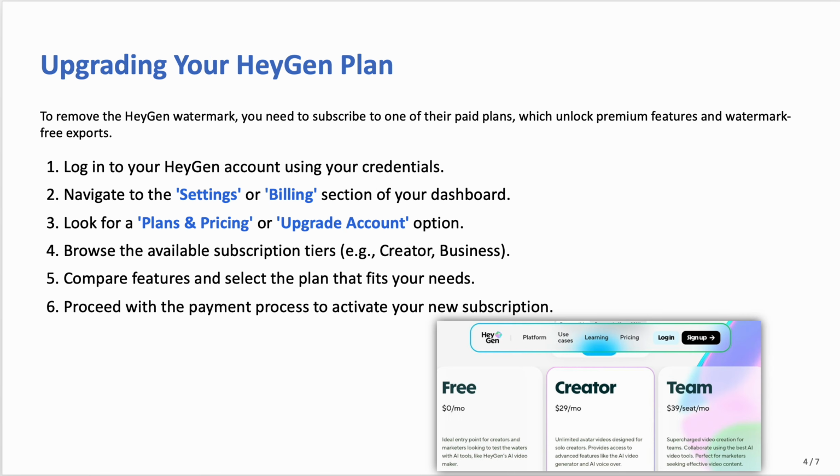Upgrading your HeyGen plan. Log in to your HeyGen account using your credentials, then go to settings. After settings, look for plan and pricing and upgrade your account. Then browse the available subscriptions, compare the features, and select the plan that fits your needs. Then proceed with the payment process to activate your new subscription.